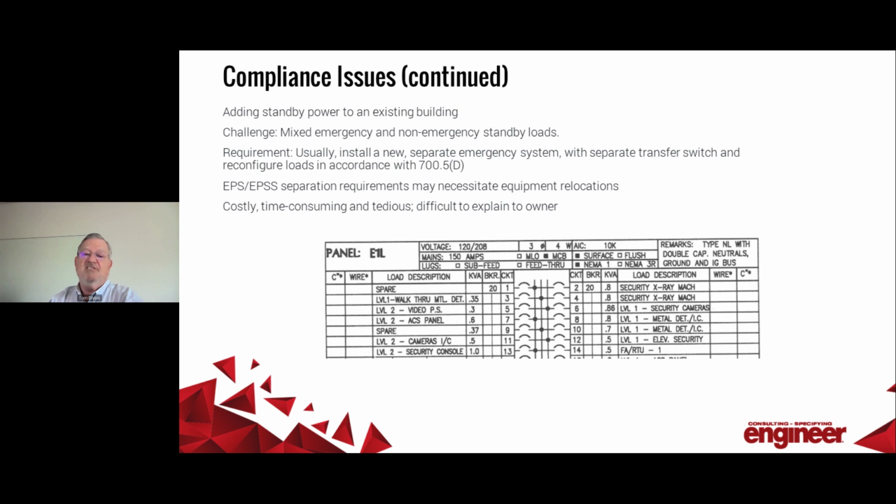Article 700 says that the emergency transfer switch can't serve non-emergency loads. And in a building without an emergency generator, those circuits won't be separated from other loads. In the process of adding the generation system, circuits must be identified and served from new emergency distribution equipment. For larger, complicated facilities, separating emergency loads from other loads can be expensive and time-consuming, and the cost can be difficult to explain to an owner.